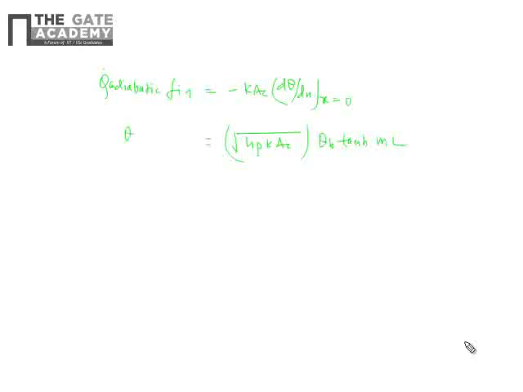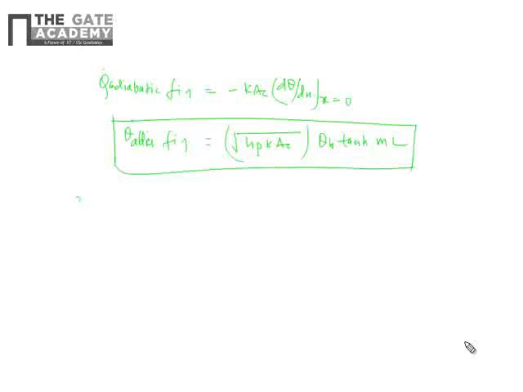And the rate of heat transfer through an adiabatic fin is given as minus kAc d theta upon dx at x equal to 0, which is equal to root of hP kAc theta b tanh mL. Adiabatic fin.